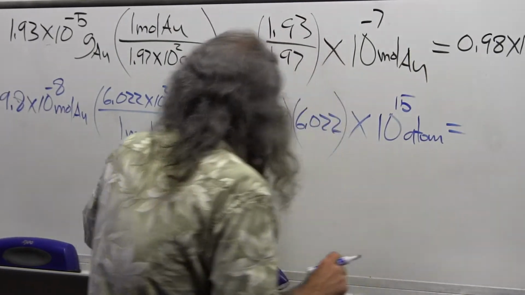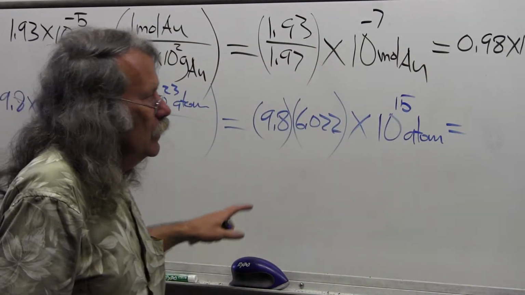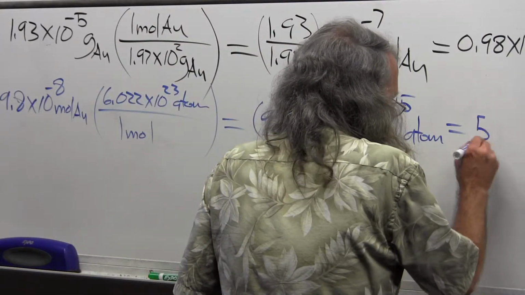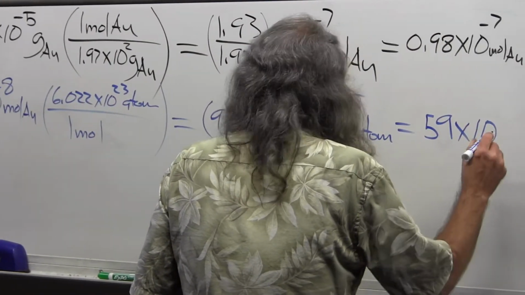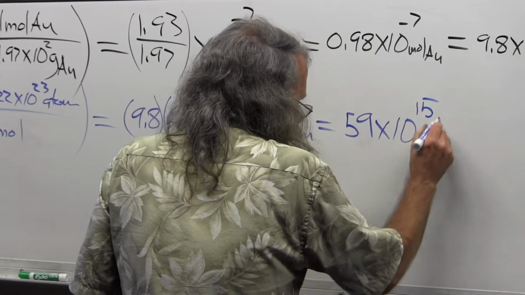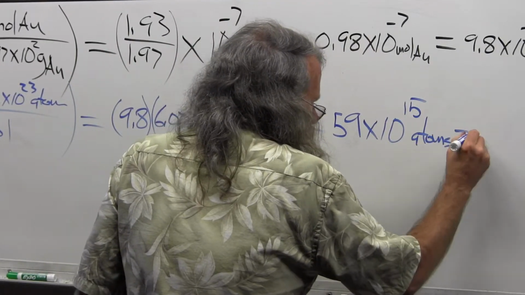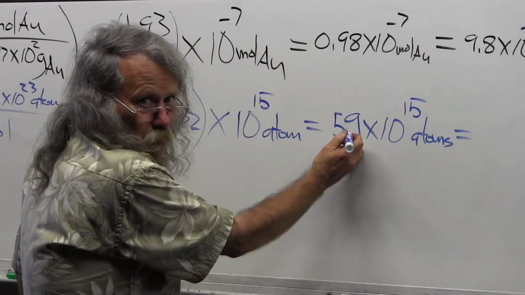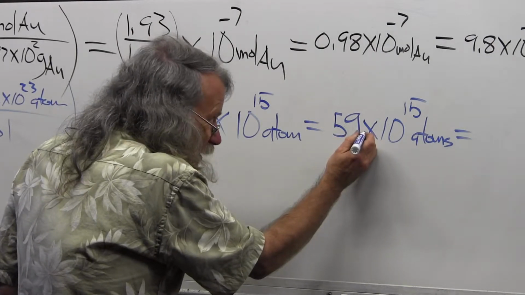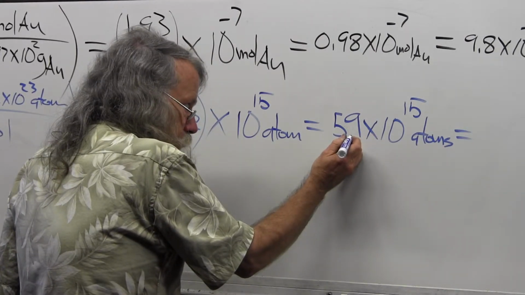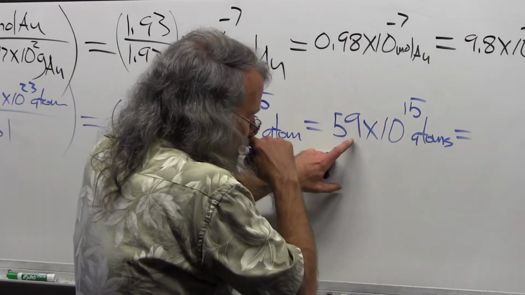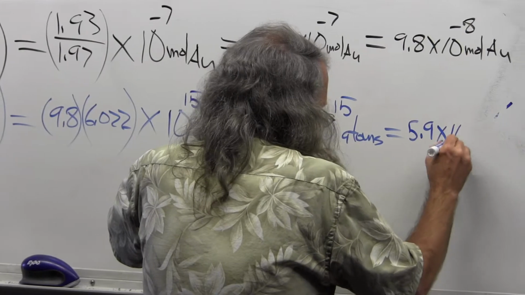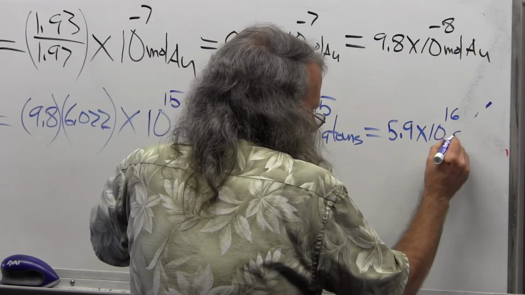And that, we got to take this mantissa information, and it turns out 9.8 times 6.02 is equal to 59 times 10 to the 15 atoms. And that we have to convert to proper scientific notation, so I have to bring this decimal point over 1, moving it to the left this time. So that means I'm going to increase this. It's going to be equal to 5.9 times 10 to the 16th atoms.